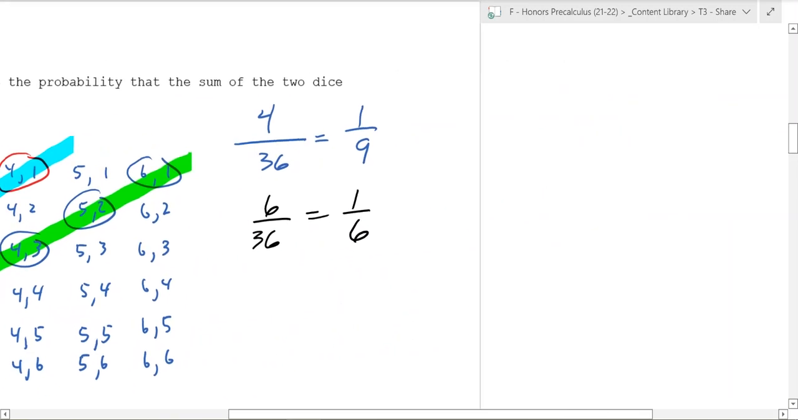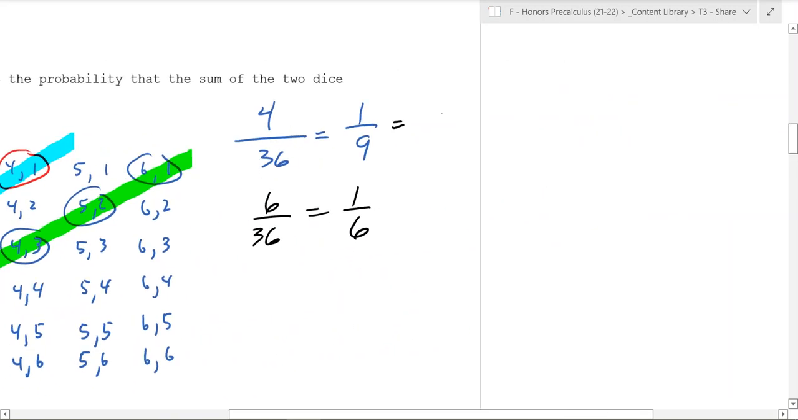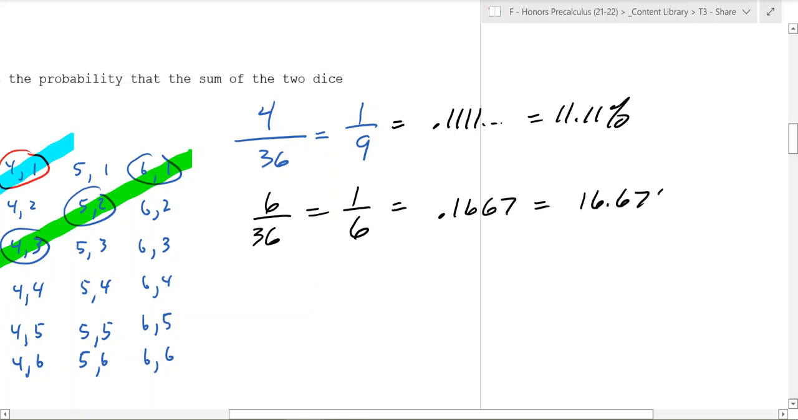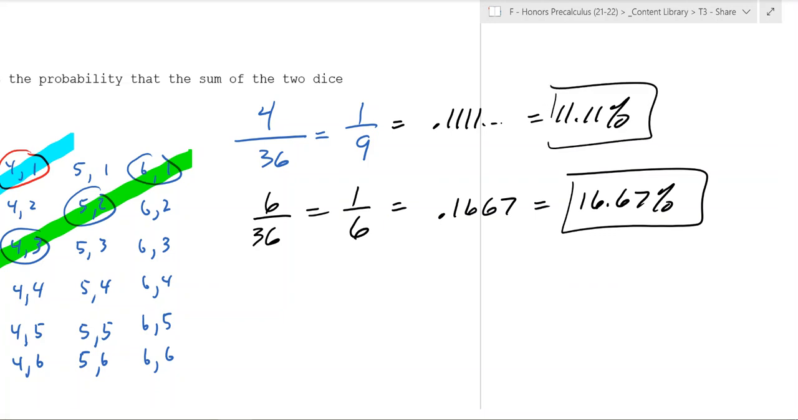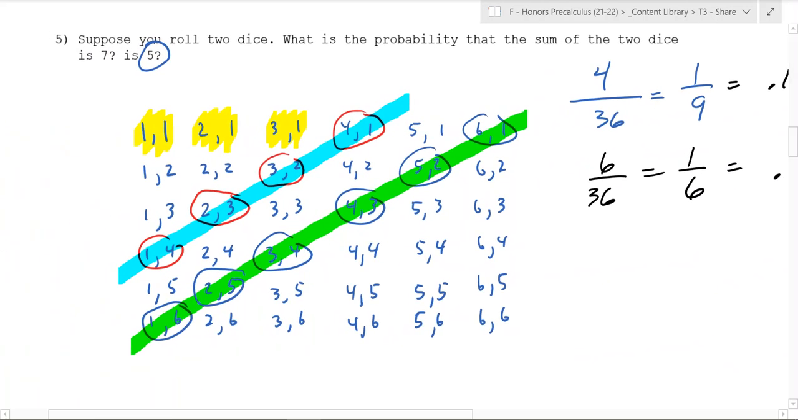Now you can write these as percentages. 1 out of 9 is 0.1111 repeating, so that's 11.11%. And 1/6 is going to be 0.1667 rounded. Again, that's rounded up. So that's 16.67%. 2 decimal places is okay. So it's more likely that you have a sum being 7 than you do with a sum being 5. But again, the takeaway here is sometimes it's easier just to list out all the things and count them up manually than to try to use nCr and nPr.